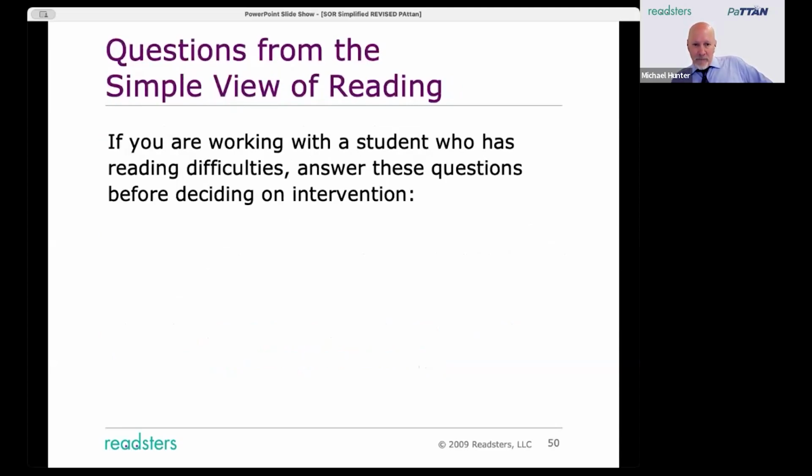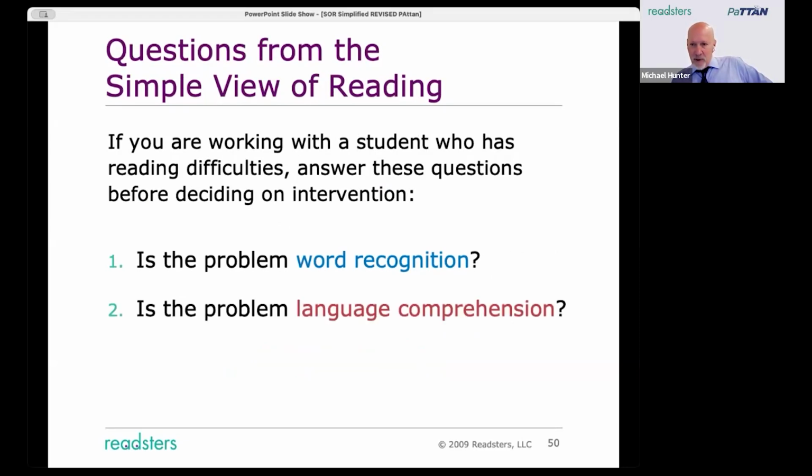So going back to our simple view, because it always goes back to the simple view. If you think about the simple view, there are three questions when you think you have a struggling reader that you need to ask yourself. Is the problem word recognition? Is the problem language comprehension? Or is it both? Because it could be on both domains. So everybody, I want you to just take a second and repeat these questions for yourself in your own brain or out loud if you want. So the three questions are: Is the problem word recognition? Is the problem language comprehension, or is it both?